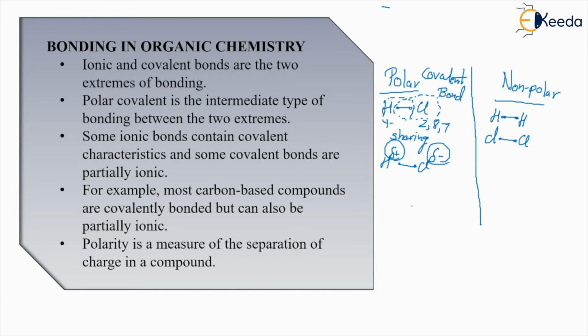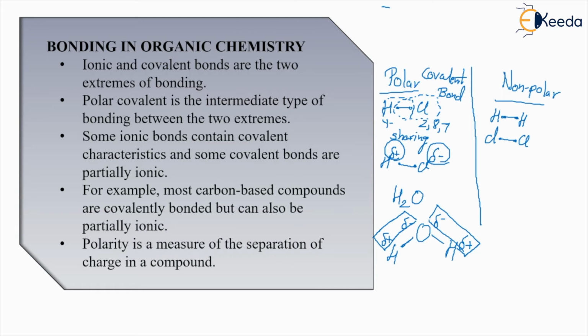Over here, as another example, I can have water, H2O, oxygen in the middle, H over here, H over here. Since oxygen is a little more negative, it will have delta negative over here, and delta positive over here. We can see two poles have been formed, one pole over here and one pole over here. So such bonds are covalent bonds, but they are polar in nature, thus known as polar covalent bonds.